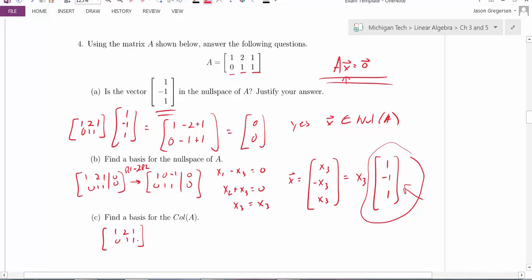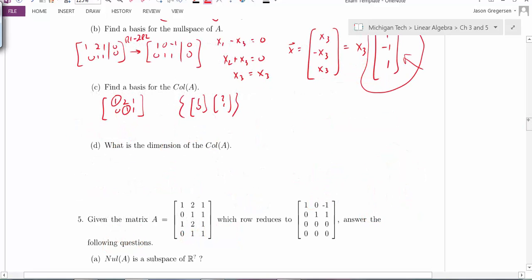Now, because this matrix is already in REF, I can see the pivot positions, which mark the linearly independent columns. Thus, 1, 0 and 2, 1 would be a basis for the column space. And then D says, what is the dimension of the column space of A? Once again, the dimension is just the number of vectors in the basis.